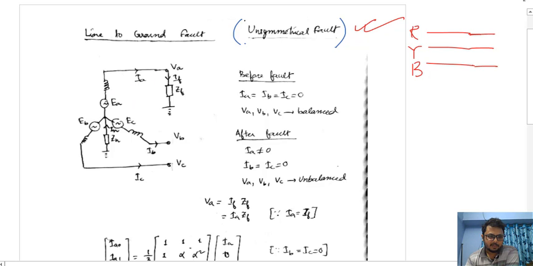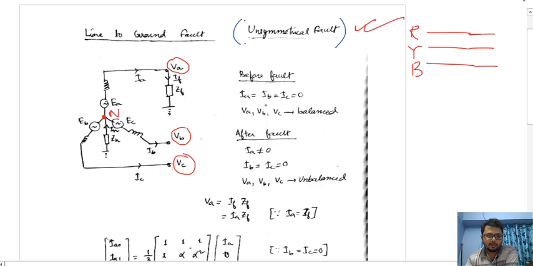There we have three phases. You see, VA is one phase, VB is another phase, and VC is another phase. This three phase is connected to a generator, and in the center we have a neutral. N is the neutral line, and it has an impedance Zn. Here also we have some impedance.